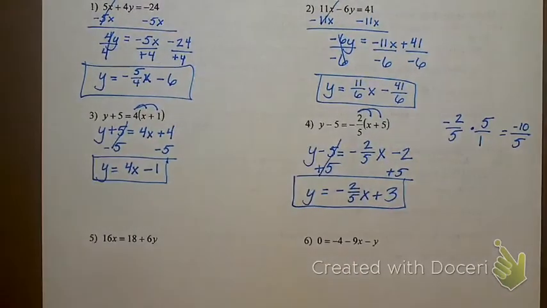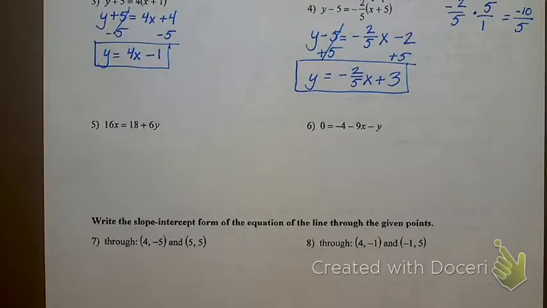Okay? All right, 5 and 6 are your challenge. They're not in any form. They're just random. Put it in slope-intercept form. In other words, get what? Y by itself. That's your job. Go ahead and try 5 and 6. Get y by itself.